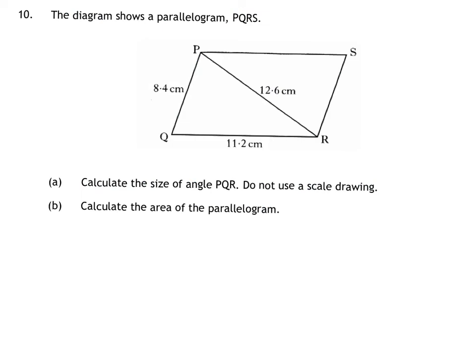Okay, next question. We have a parallelogram. That means we've got two identical triangles. So these match, okay? They're just kind of spun around and flipped. It says find the size of angle PQR. So I'm after this angle here.